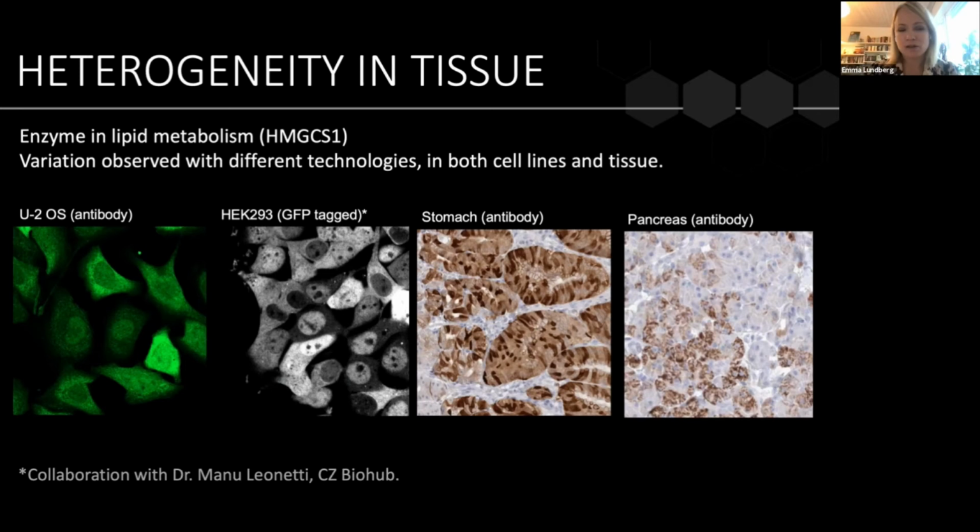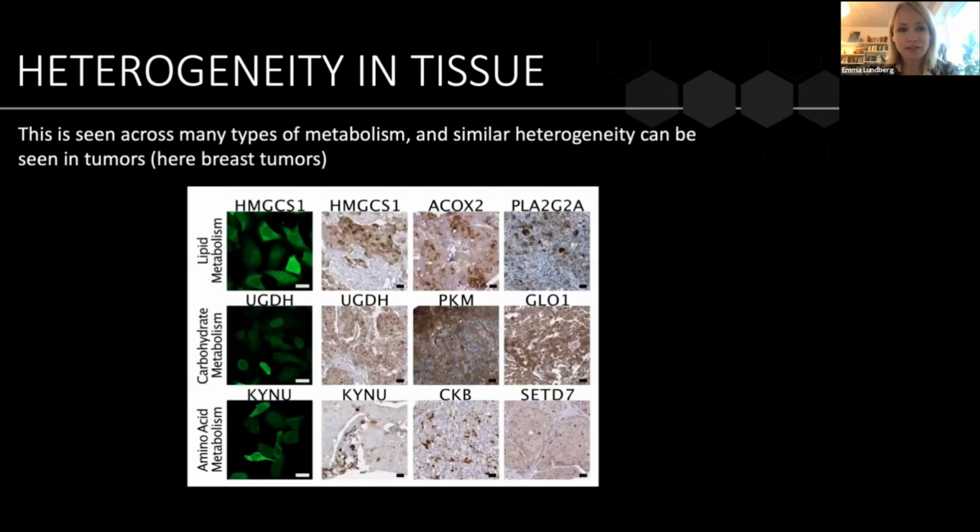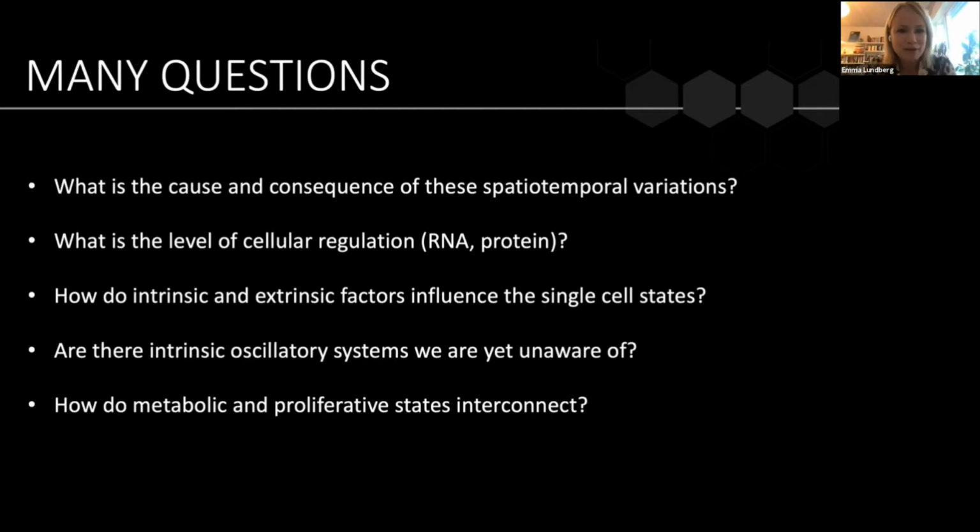And we can also see it, for example, if we look at different types of cancer, so dysregulated systems, we can still often see the cell-to-cell variability across many different types of metabolism. So these are some different proteins that show cell-to-cell variability in breast tumors. So we are working hard to answer many questions here.